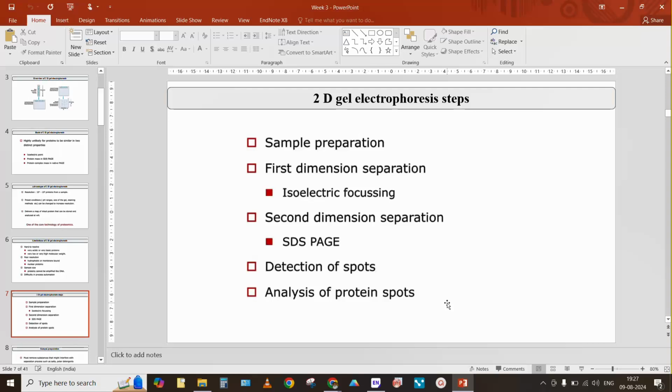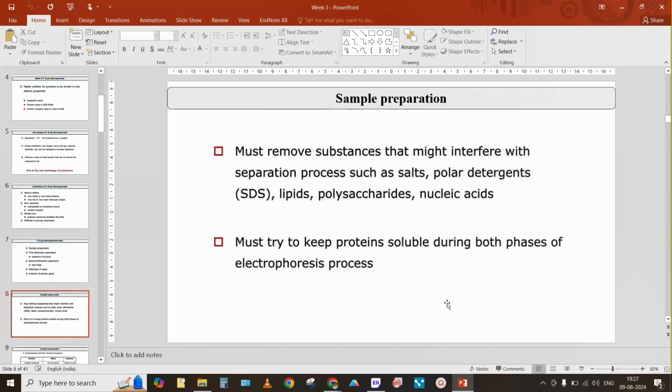So, 2D gel electrophoresis steps. It has a series of steps to separate proteins based on their isoelectric point, that is pI, and molecular weight as well. Here is an overview of the main steps involved: sample preparation, then 1D separation. As I told you earlier, 1D is isoelectric focusing and 2D is SDS-PAGE. By combining both separation steps, isoelectric focusing plus SDS-PAGE, we get 2D gel electrophoresis. Then detection of spots and analysis of protein spots. So we'll cover them one by one now.